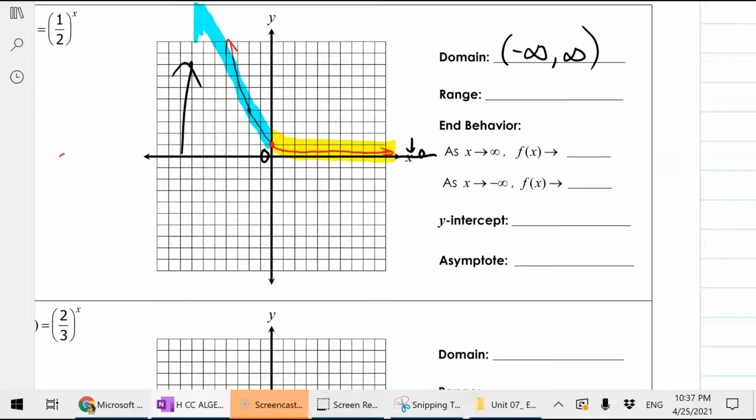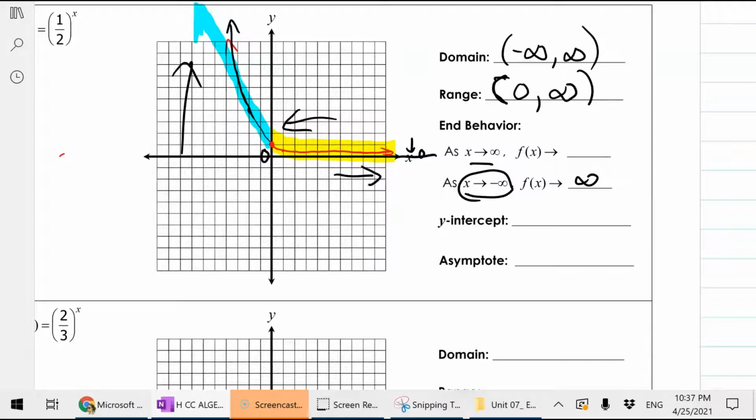So the range is anywhere between, and you always want to start with a smaller number, 0, and it's going to go up forever. It's going to not include 0. It's never going to touch 0, so it's going to be a soft bracket. And of course, infinity is a soft bracket. End behavior. So as x is getting smaller and smaller and smaller, y is getting bigger and bigger and bigger. As x is getting smaller, y is going towards infinity.